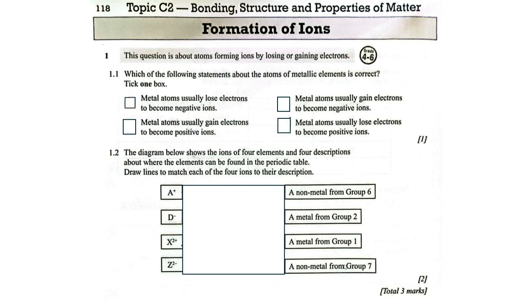Metal atoms usually gain electrons to become negative ions. No, they don't gain electrons, they lose them, so it can't be that one. Metal atoms usually gain electrons to become positive ions. This one is correct. They're losing negative charges, therefore they become more positive.